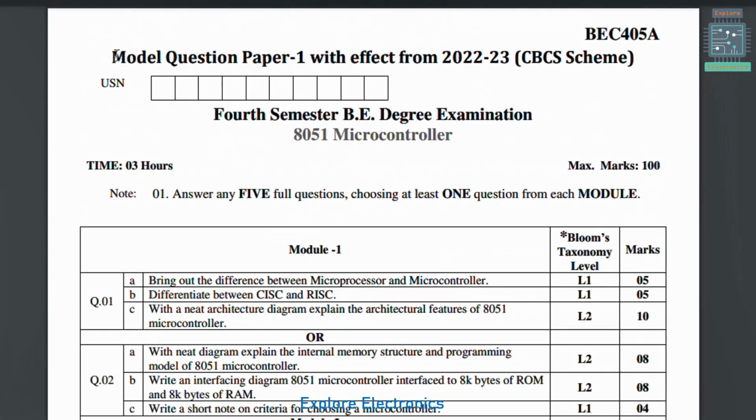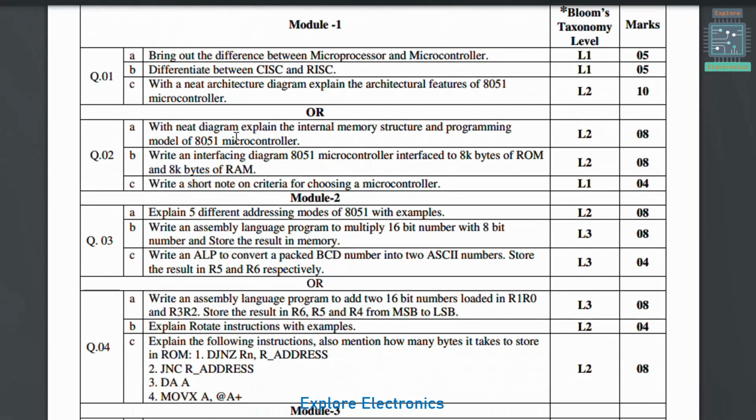In this video, let's see the model question paper 1 of 8051 microcontroller subject with the code BEC405A. So this model question paper is really helpful while preparing for examination. So let us see the questions.